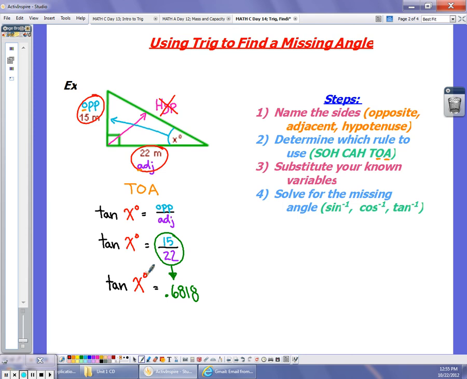Now remember, I'm looking for x, not the tangent of x, so I've got to get rid of the tangent. To get rid of the tangent, I'm going to do the inverse of tangent, which means tangent -1. And what I do on one side, I do to the other. The two tangents will end up canceling each other out, and I'm left with my x. So now I just got to go ahead and calculate the tangent -1 of 0.6818.